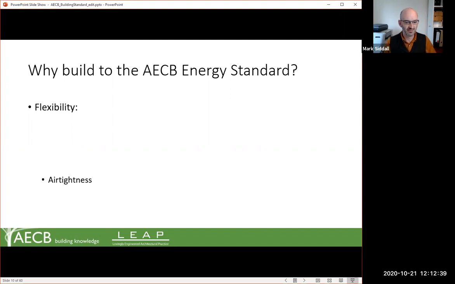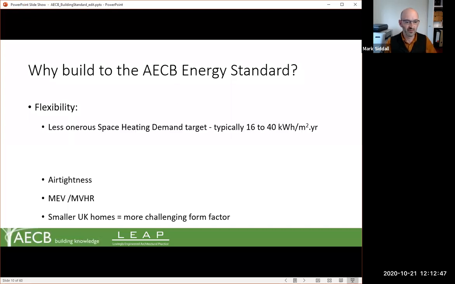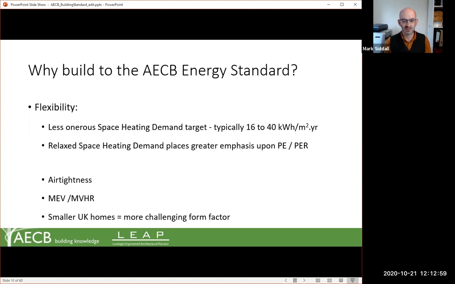So we've got, to go back a bit, air tightness and MEV, smaller homes in the UK, so a more challenging form factor, and the less onerous space heating demand target of 16 to 40 kilowatt hours per meter square per annum. So we've got a range there, which gives you the flexibility to have some more relaxed approaches to achieving the PER standards.